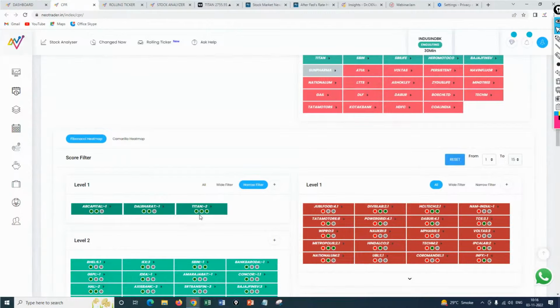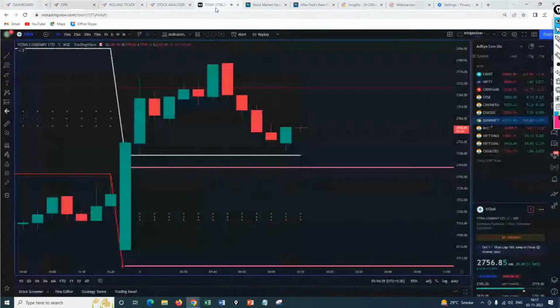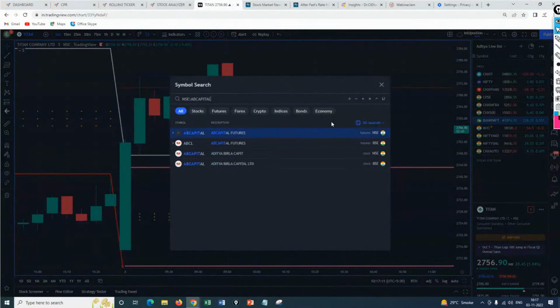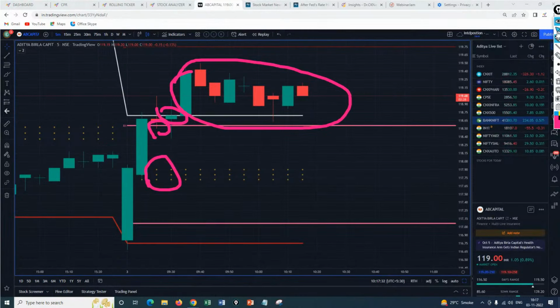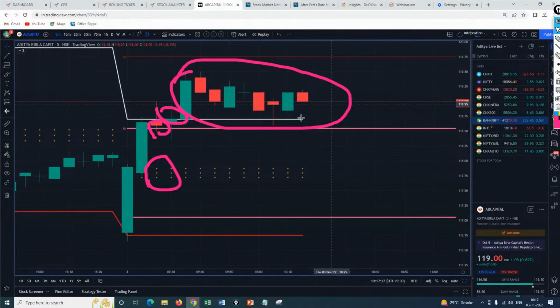We get an even better trend the moment the stock is breaking R3. So right now we have three stocks here: AB Capital, Dalmia Bharat. If we go here and write AB Capital, I can see that it is above my CPR, above R1, and above my previous day high, and it is consolidating over here. It is still okay. R3 is here, and R3 will be like our first target.